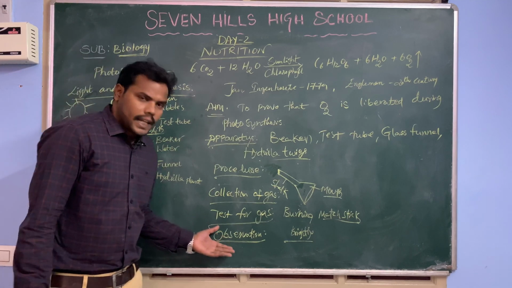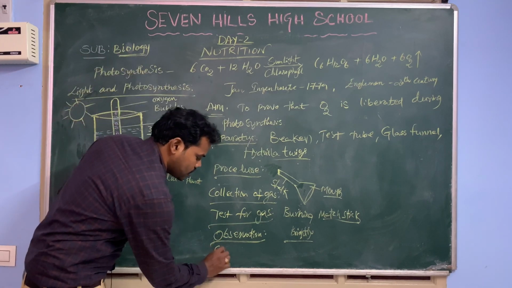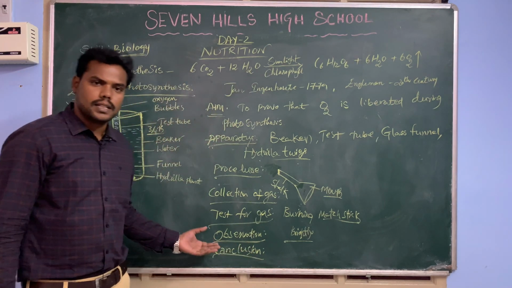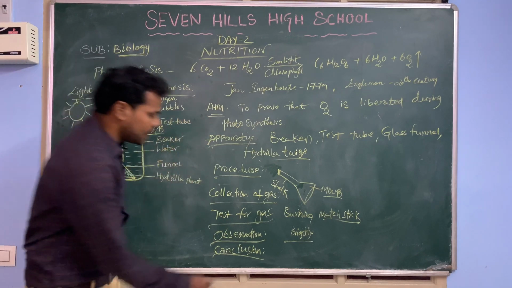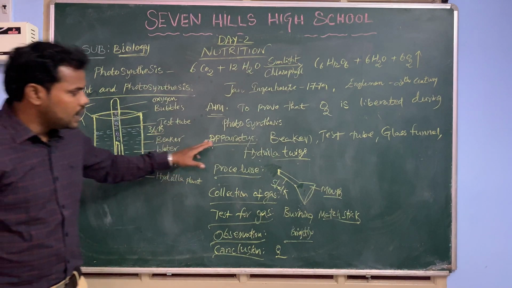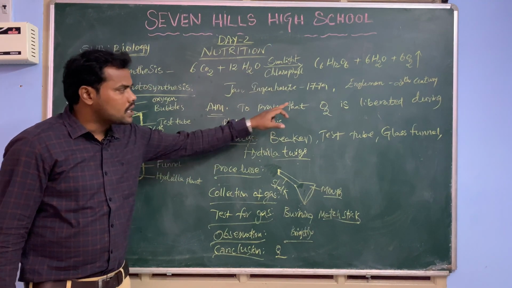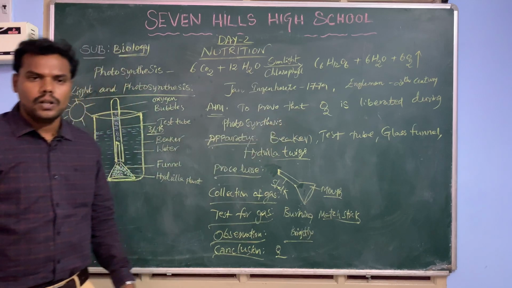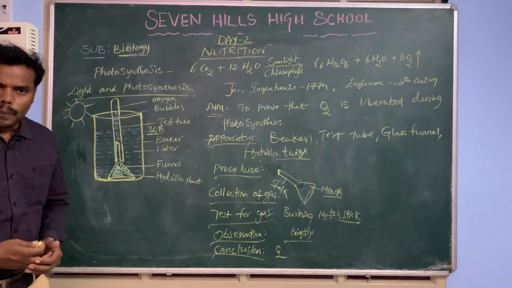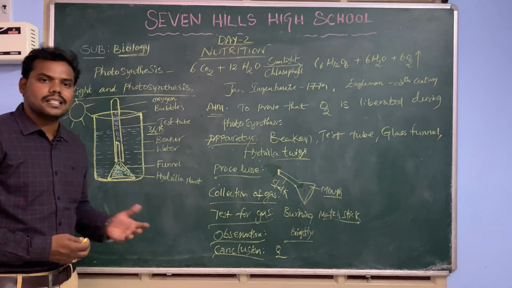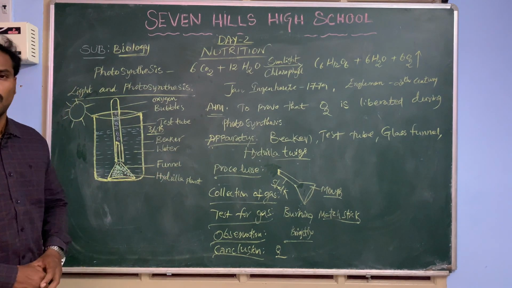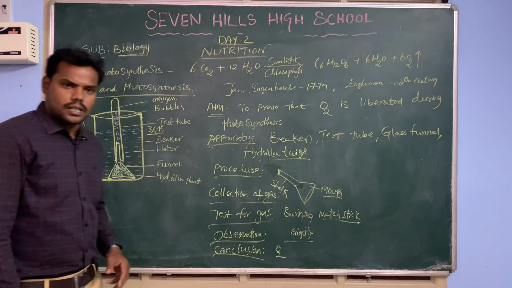Now by this experiment we give the conclusion. We can say that oxygen is liberated during photosynthesis. That means with the hydrilla experiment, we have proved that oxygen is liberated during photosynthesis. In the presence of sunlight, plants perform photosynthesis and release oxygen. By this experiment we have proved that oxygen is liberated during photosynthesis.